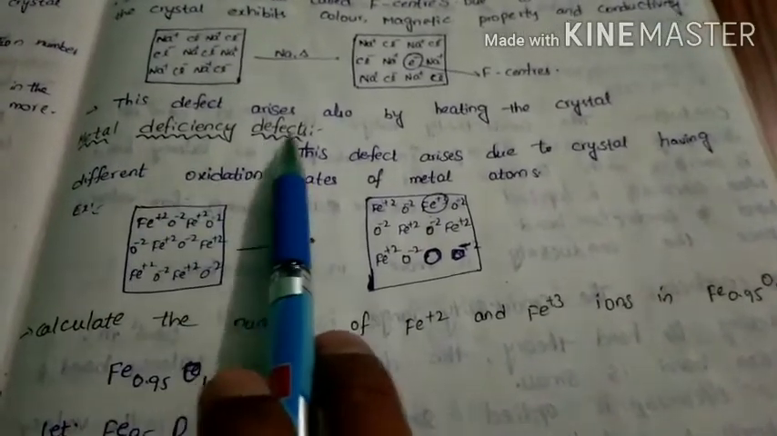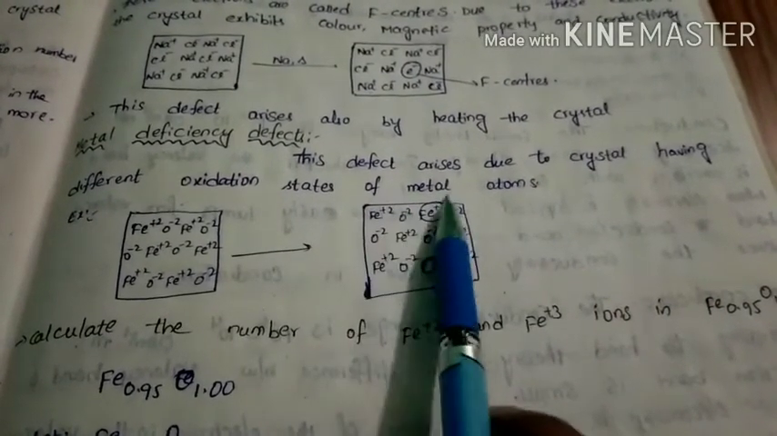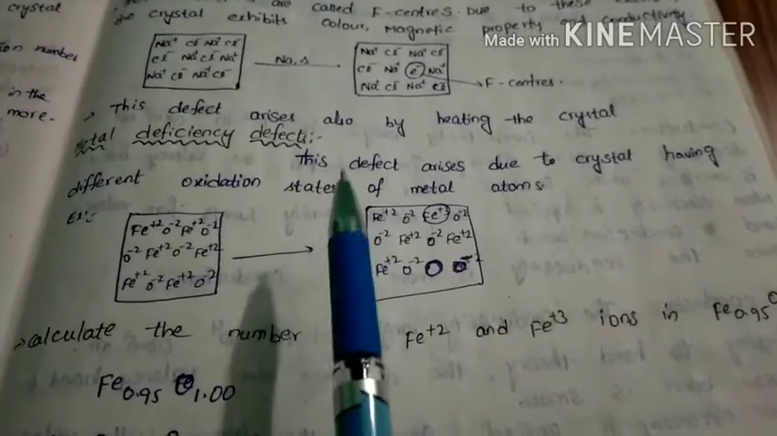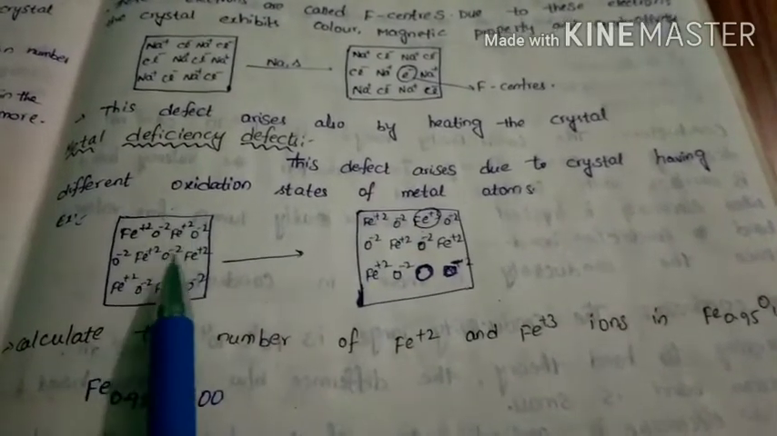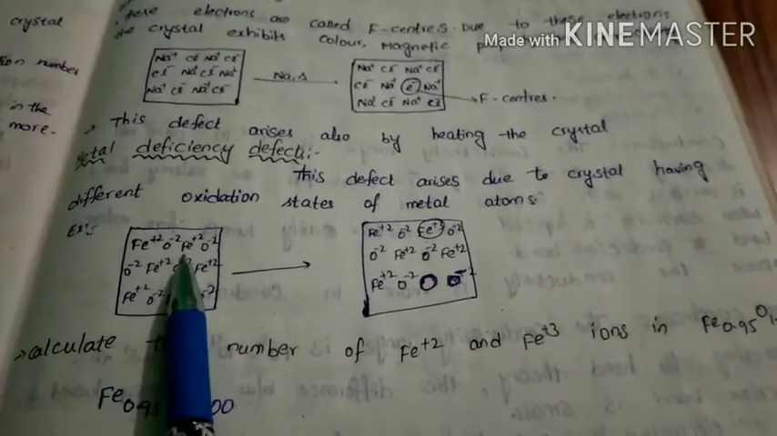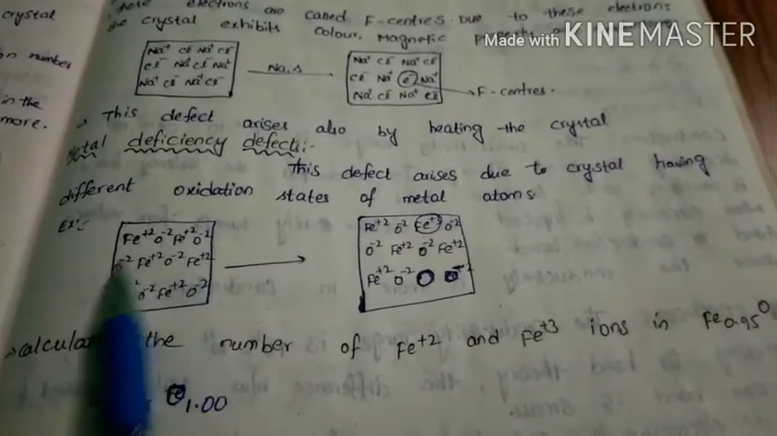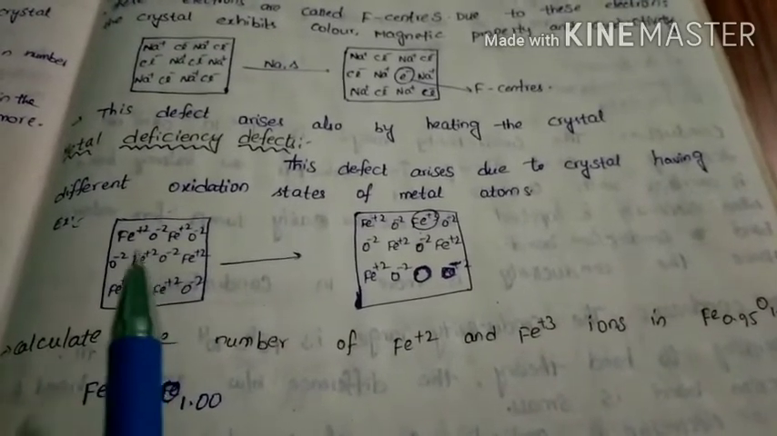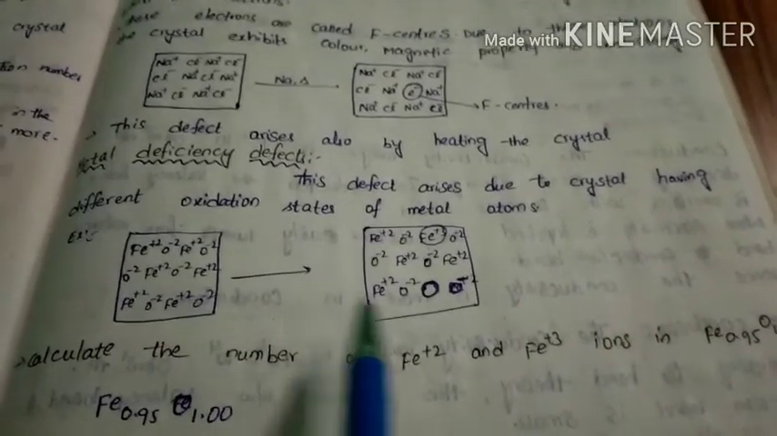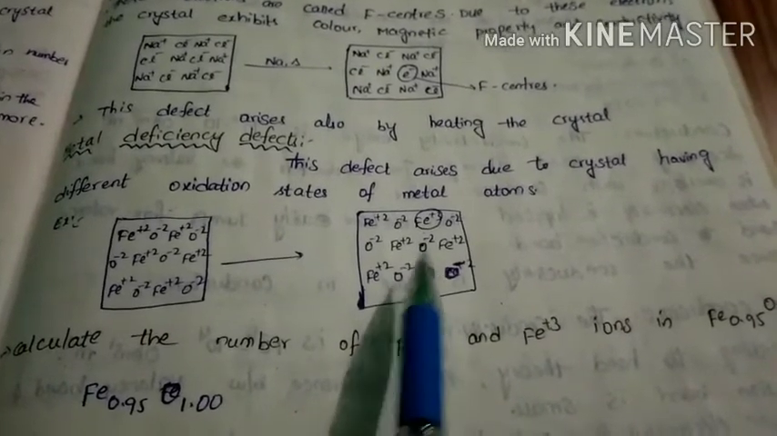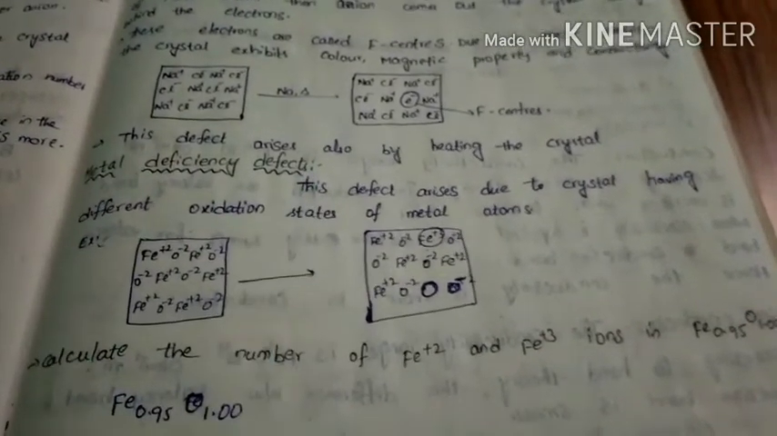Next one, metal deficiency defect. This defect arises due to a crystal having different oxidation states of the metal. That means the metals have different oxidation states. Suppose I take an FeO crystal. In FeO crystal, Fe plus 2 and O minus 2 are the cations and anions, present in alternate positions. Suppose one Fe plus 2 is replaced by Fe plus 3, automatically one cation vacancy will form. Then cations are less compared to anions, that means metal ions are less compared to non-metals. That is why it is called a metal deficiency defect.